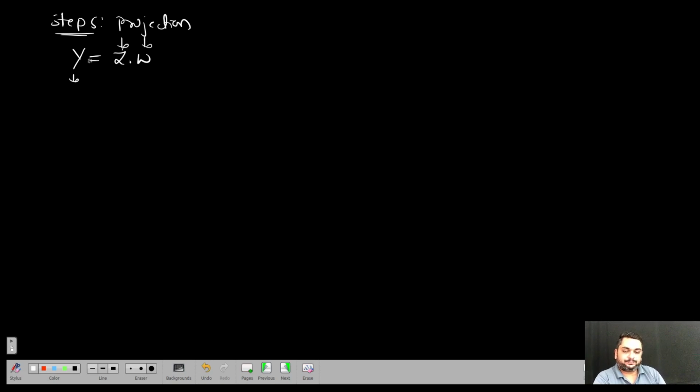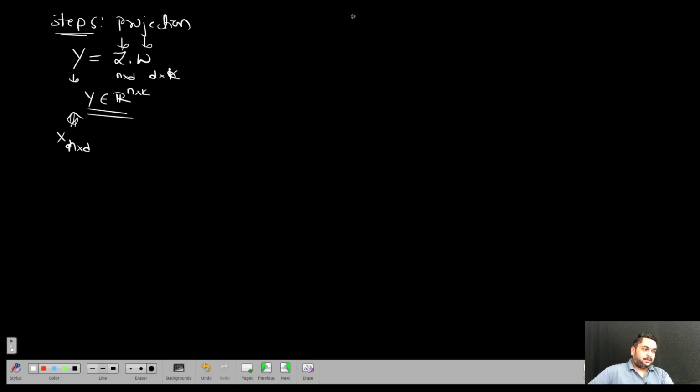So now this is my final projection. If you observe, what will be the size of y? The z is n cross d, w is d cross k, so it becomes n cross k. This is the reduced one. Initially my data matrix x was n cross d, so I reduce it to n cross k. That is the dimensionality reduction.